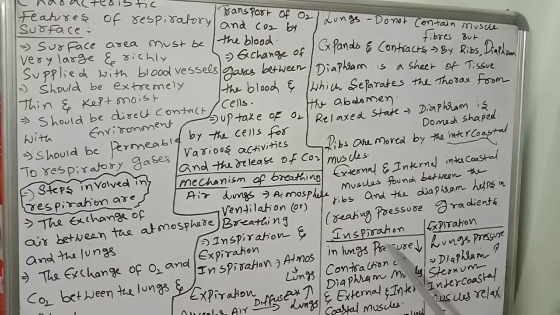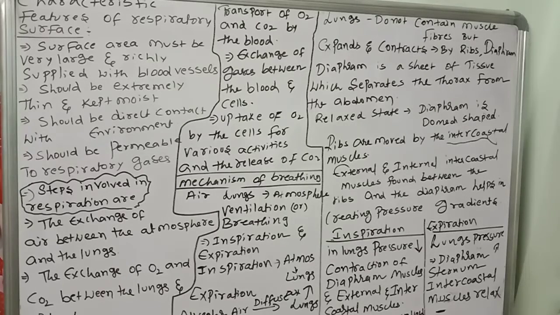How does the pressure decrease in the lungs? Through the contraction of the diaphragm muscles and external intercostal muscles. Then the ribs and sternum go upward, the lung cavity increases, the pressure decreases, and air goes inside. In expiration, lung pressure increases because the diaphragm, sternum and intercostal muscles come back to the relaxed position. So in inspiration the pressure decreases, and in expiration the pressure increases.